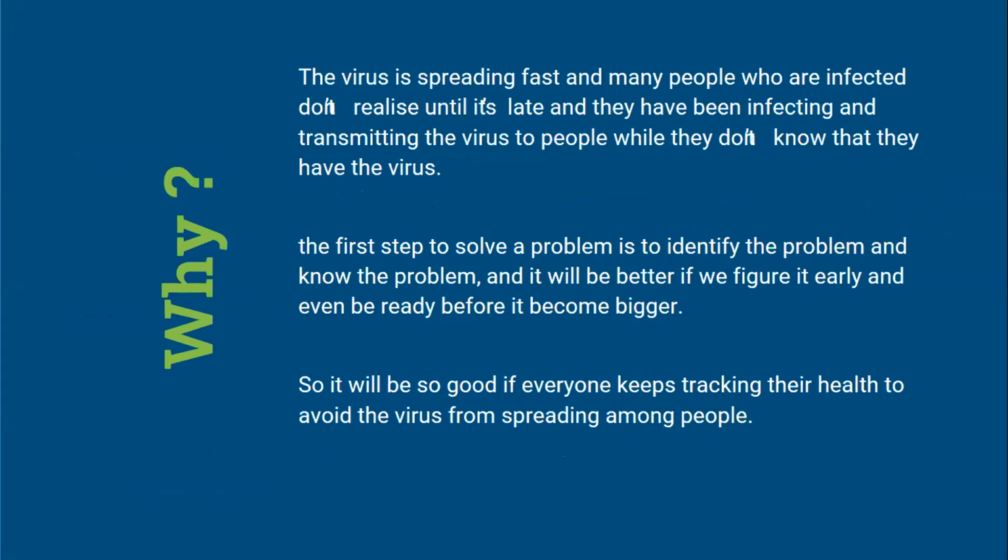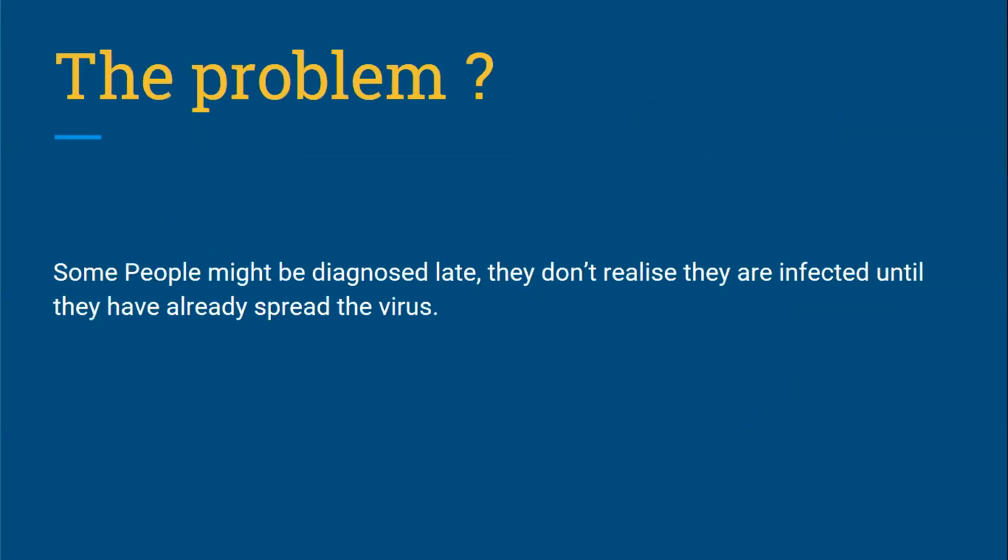The first step to solve the problem is to identify the problem, and it will be better if we figure it out early and even be ready before it becomes bigger. So it will be so good if everyone keeps tracking their health to avoid the virus spreading among people. So what is the problem? Some people might be diagnosed late, or they don't realize they are infected until they have already spread the virus.